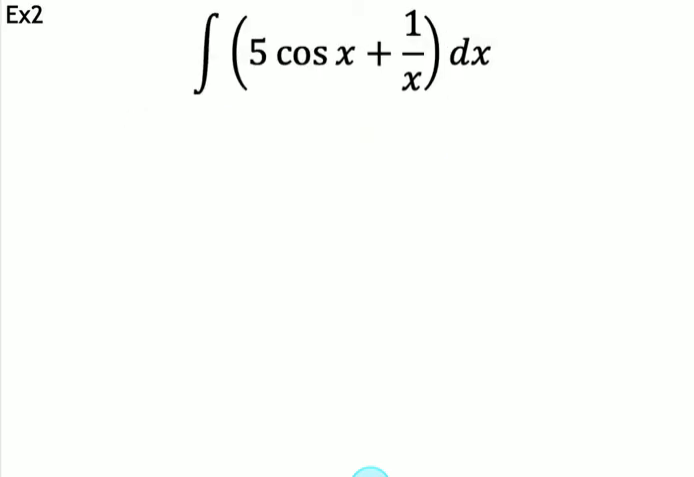Okay, second example. Again, 5 cos x becomes 5 sine x. And 1 over x becomes the natural log of x, and we need to add our constant of integration once more.